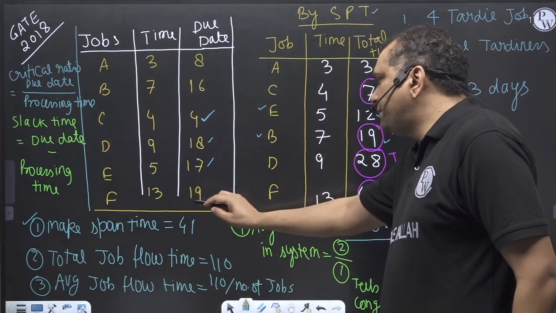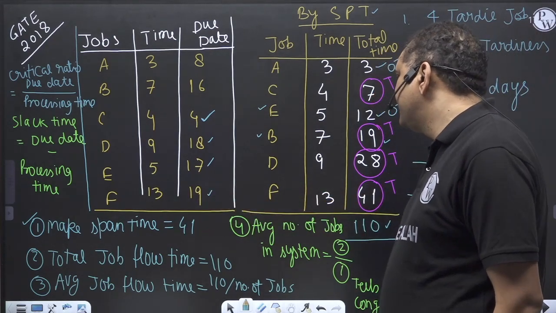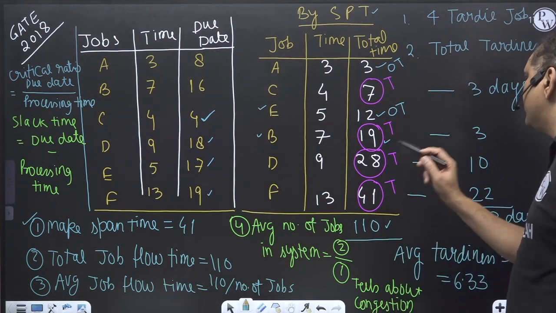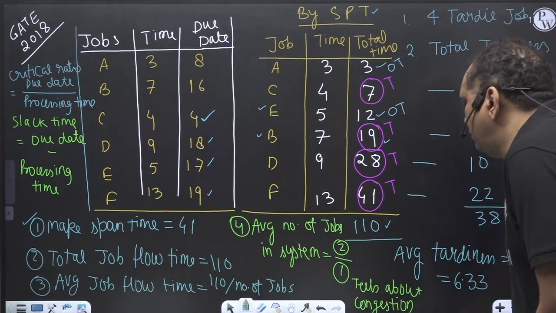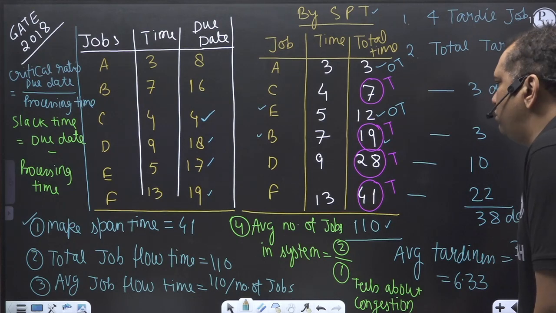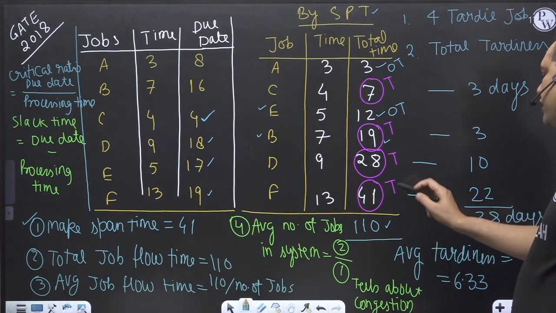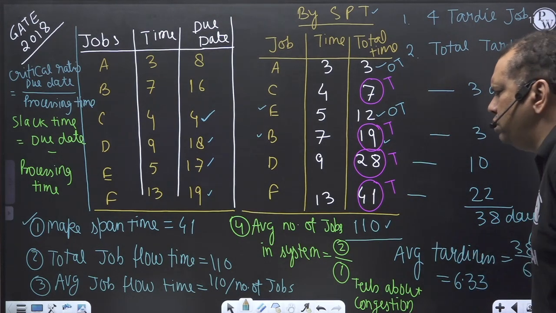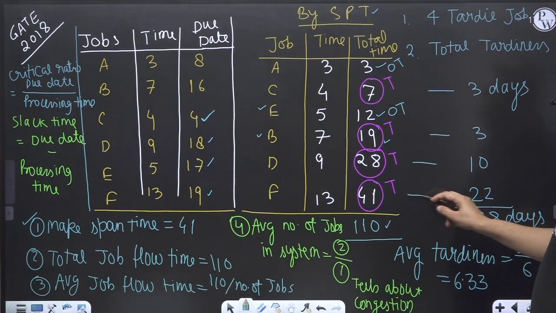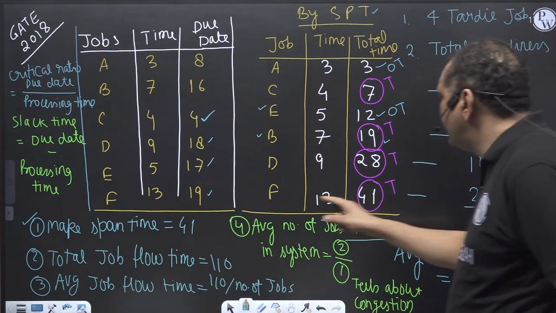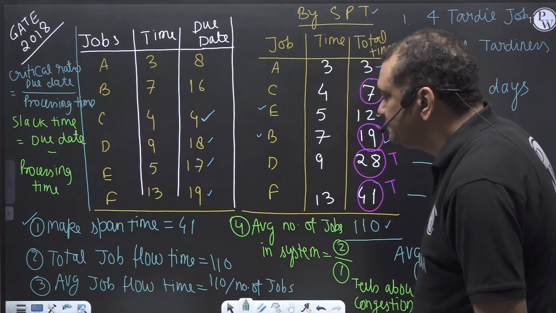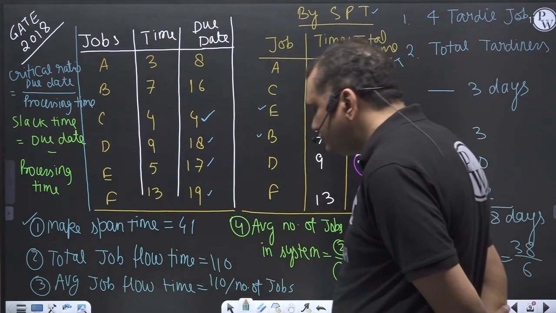F, we are supposed to dispatch after 19 days, but we are dispatching after 41 days. So this is also tardy, by 22 days. 41 minus 19, 22 days tardy.